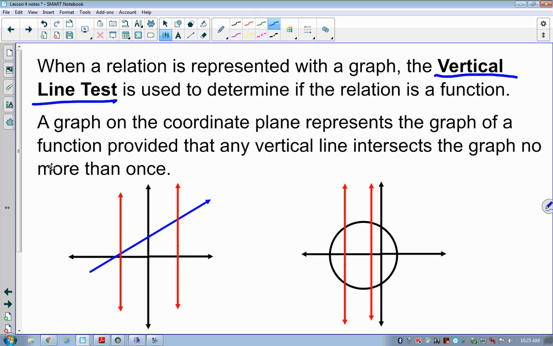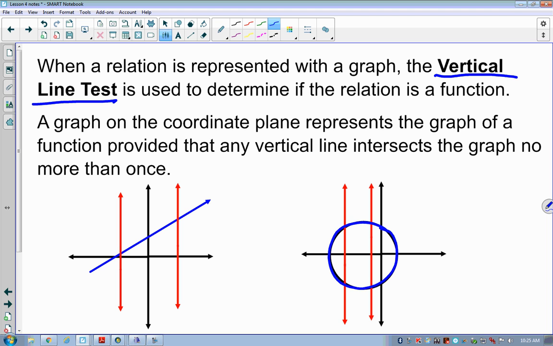So here I've got a function represented by my blue line. I've drawn a couple of vertical lines. Do either of those vertical lines cross the blue line more than once? No. So this is a function, the one on the left. Let's go over here to the right. I have a circle.